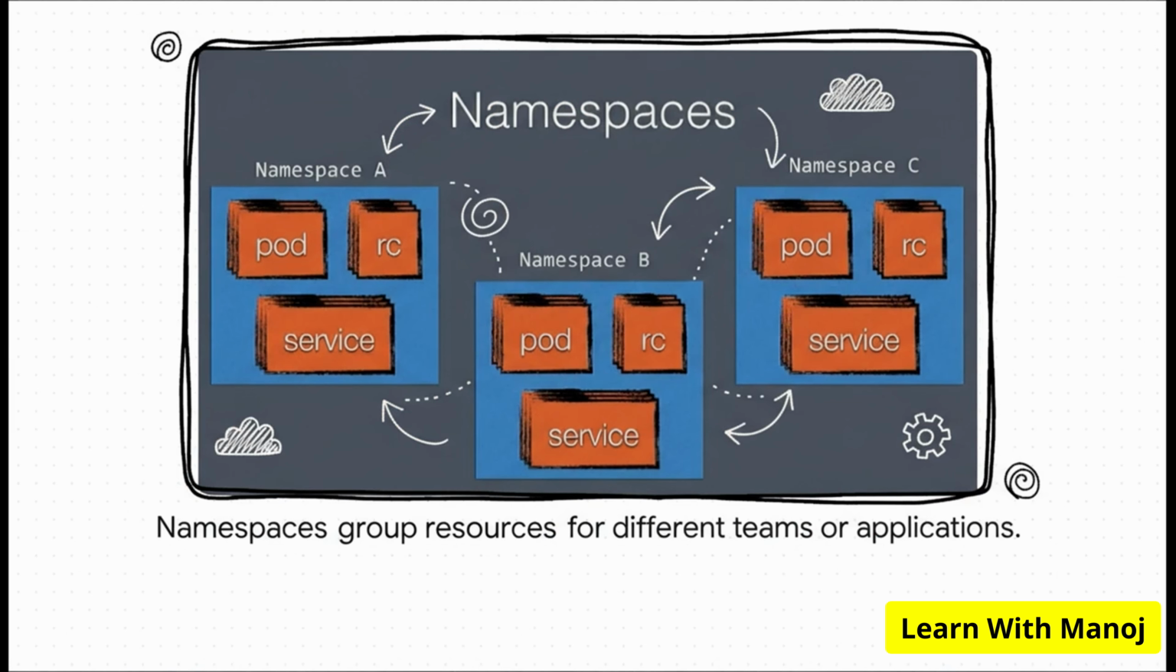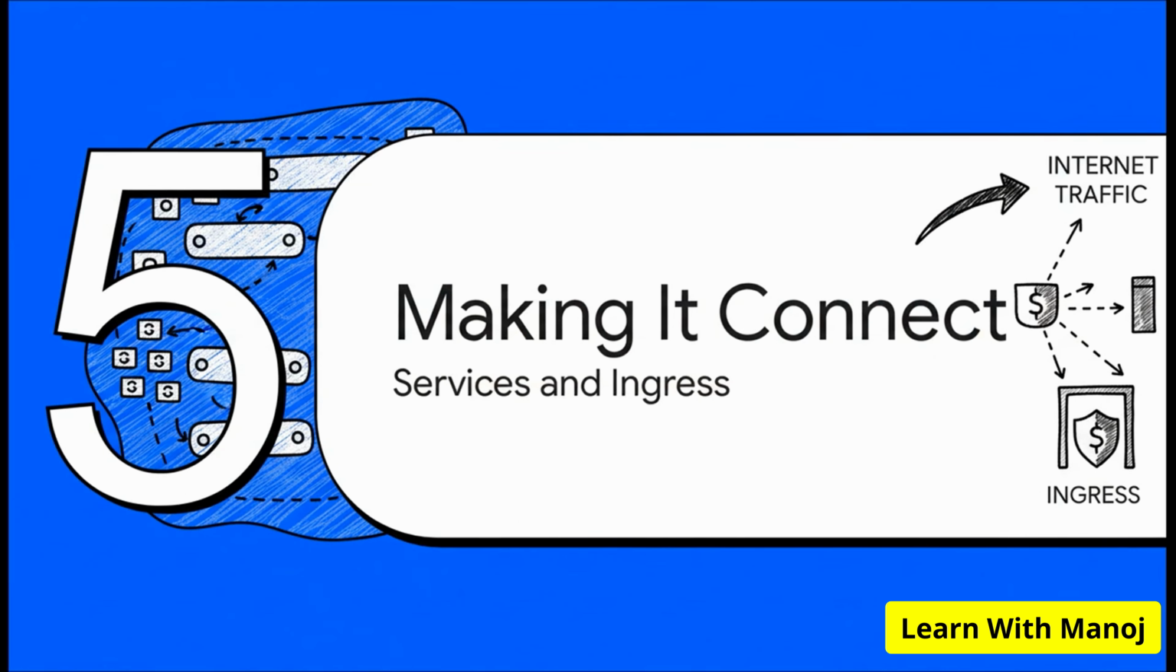This slide just shows it perfectly. We've got one big cluster, but inside we've carved out these separate spaces, namespace A, B, and C. Each namespace gets its own set of pods and services. It's just a really powerful way to bring a whole lot of order to the potential chaos of a big system.